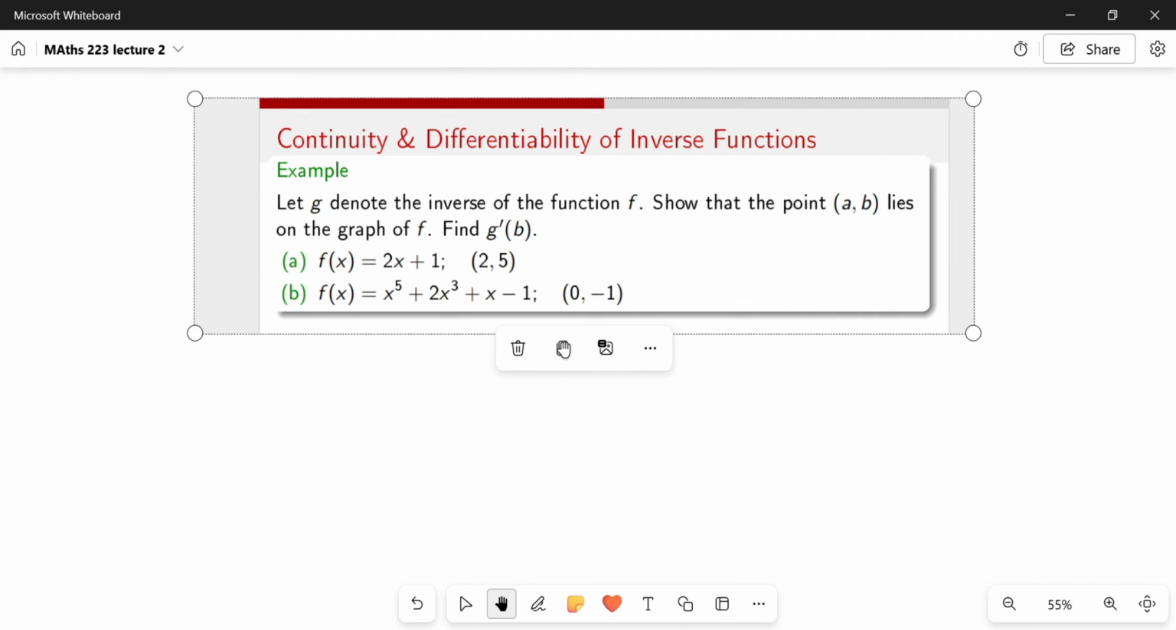Yes, so let's solve this question. This is actually a two-in-one question. Let g denote the inverse of the function f. Show that the point (a, b) lies on the graph of f.